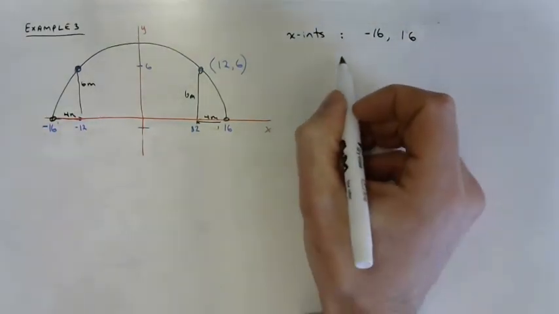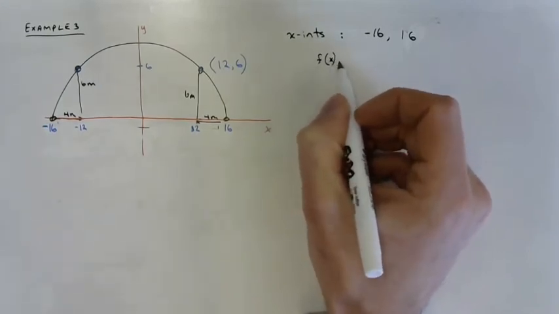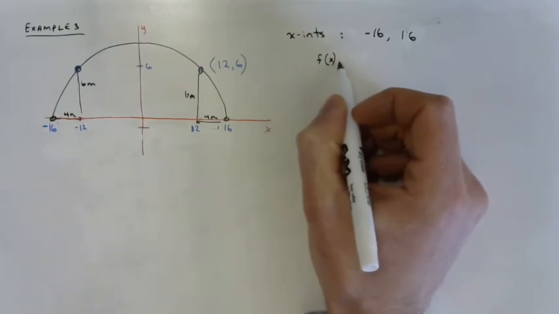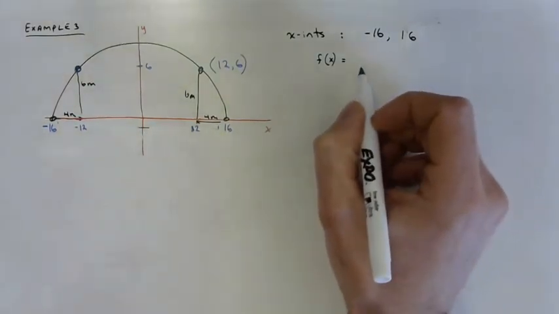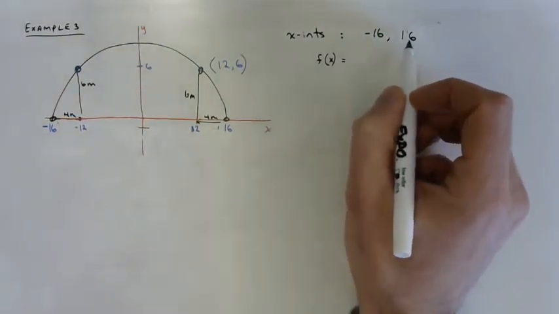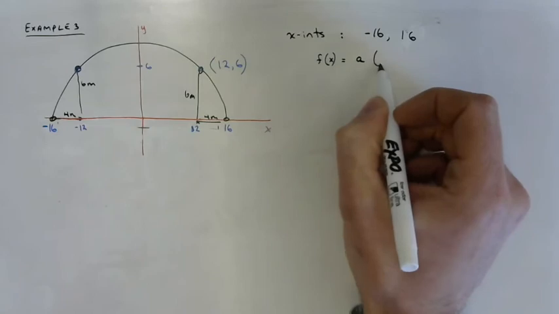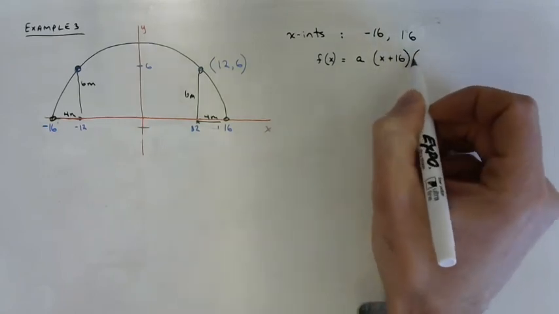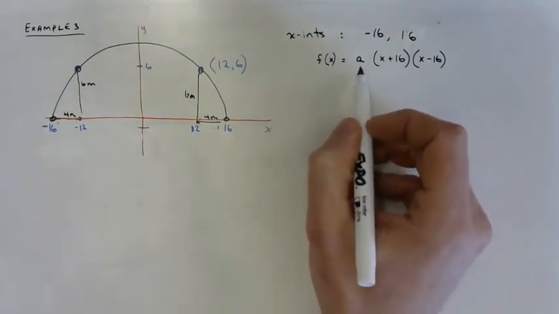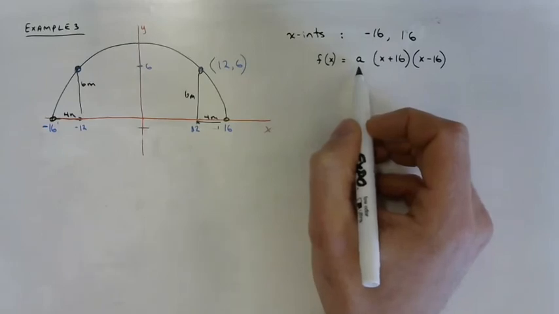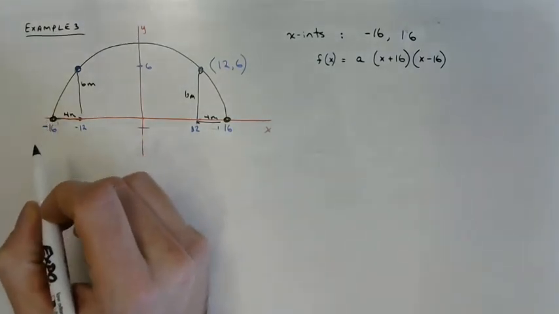From our two x-intercepts, we can get our factors within the family here. So we're going to call this f of x, which is the height of the tunnel with respect to the width, or the distance from the center. And if our zeros are -16 and +16, then what are our factors? x plus 16 is a factor, and x minus 16 is a factor. I have this multiplier a out there. That's to indicate your stretch or compression factor, which is unknown at this point. This is the family of quadratic equations that have their zeros at 16 and -16.